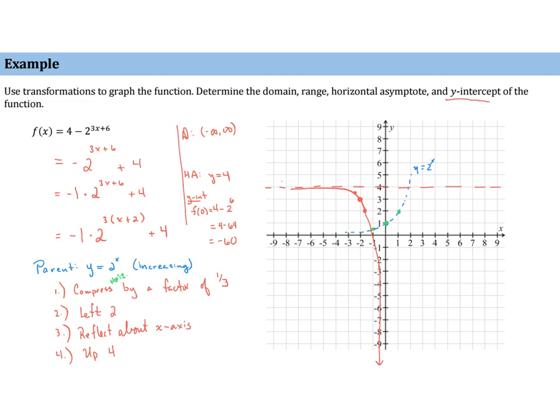So there's one thing left to find, and that's the range. And the range will be from negative infinity all the way to positive 4. So negative infinity to positive 4. Don't include the 4. And there is the graph. The domain, the range, the horizontal asymptote, and the y-intercept.